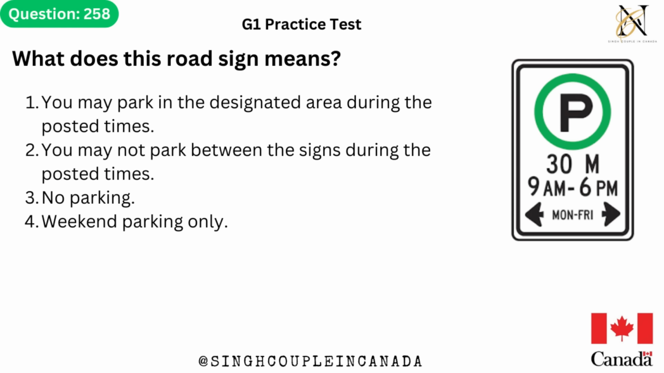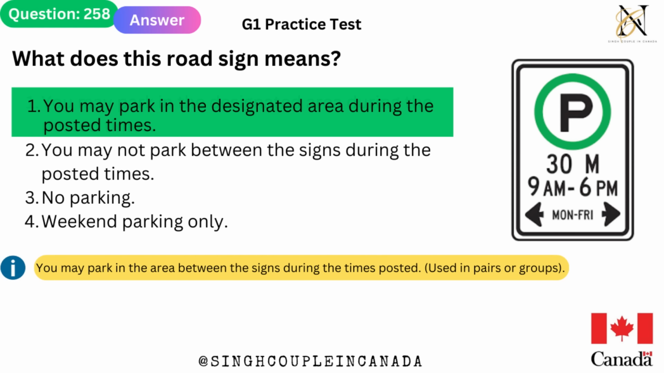What does this road sign mean? 1. You may park in the designated area during the posted times. 2. You may not park between the signs during the posted times. 3. No parking. 4. Weekend parking only. The answer is 1. You may park in the designated area during the posted times. You may park in the area between the signs during the times posted. Used in pairs or groups.